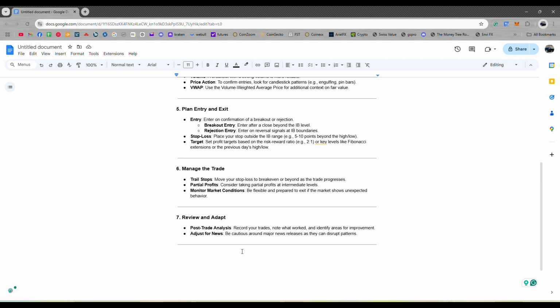So enter on confirmation of a breakout or rejection. Or just enter at the levels. If you know the levels are good, enter. Don't be afraid to hold it, and put your stop. With micros, you can scale in and not be afraid of drawdown. Stop loss, mental stop loss. A lot of people have 50, but NQ is pretty crazy, so it moves volatile.